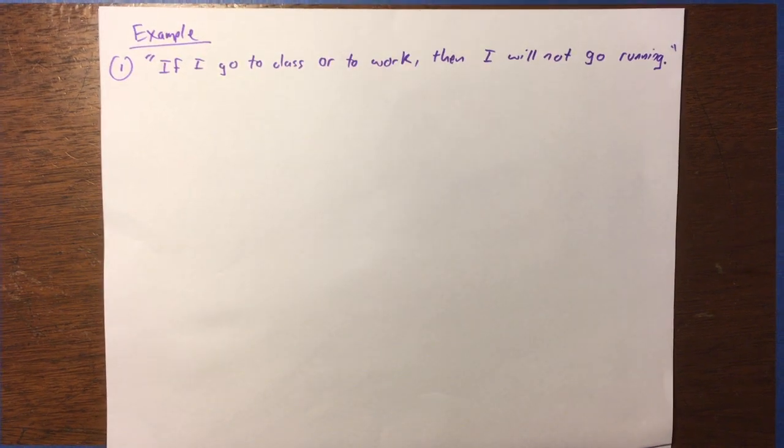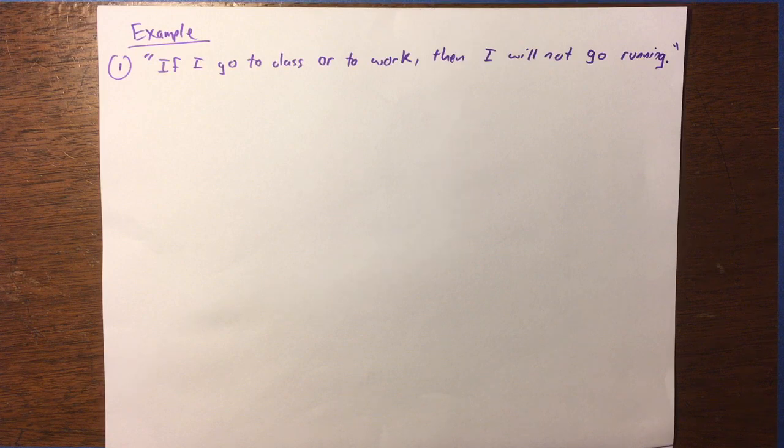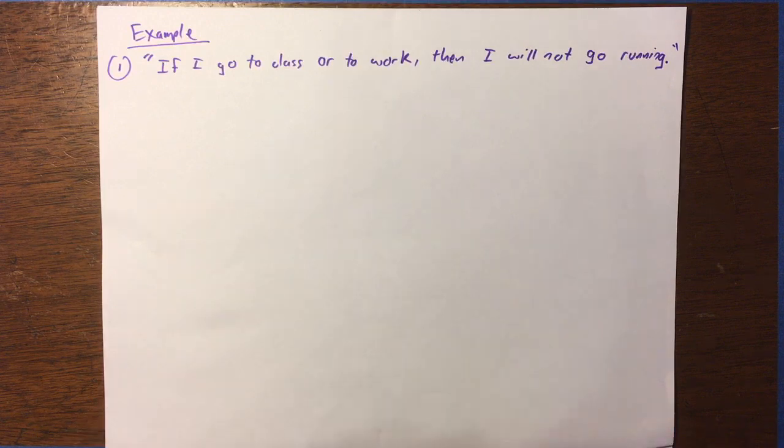All right, we're going to run through an example of translating a proposition, expressed verbally, into a symbolic statement, and then translating that symbolic statement into a circuit diagram. So first, let's look at the proposition. If I go to class or to work, then I will not go running.